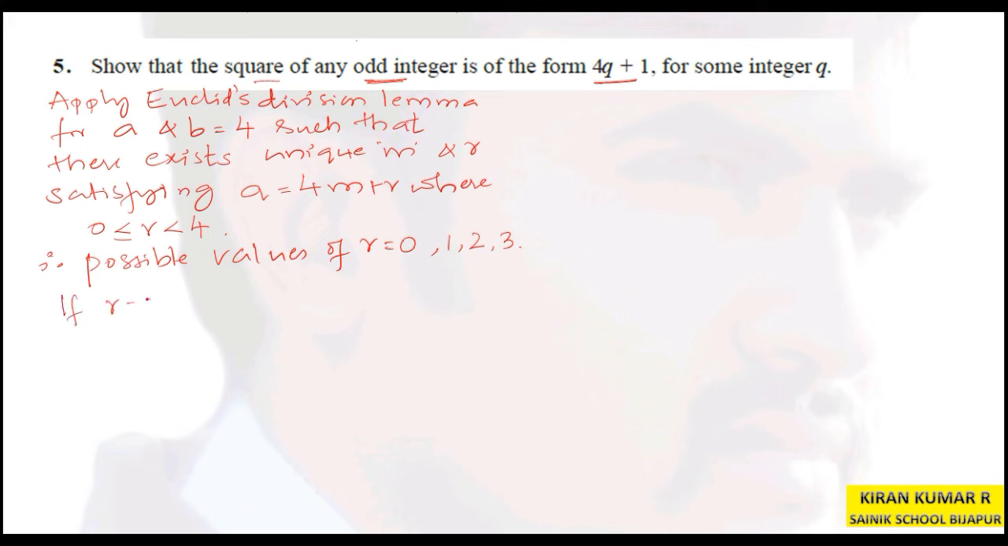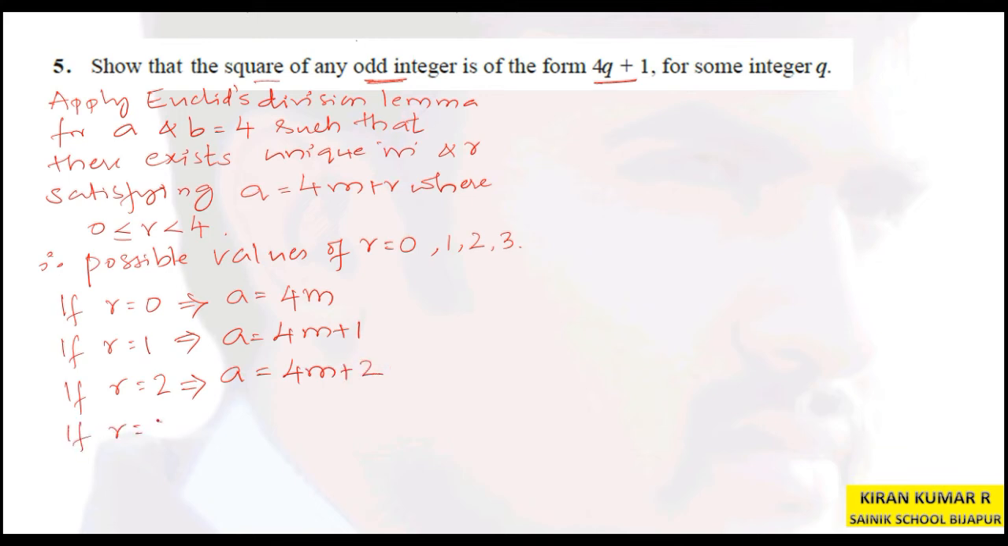If r is 0, then a is 4 times m. If r is 1, then a is 4m plus 1. If r is 2, then a is 4m plus 2. If r is 3, then a is 4m plus 3. I have written this so that we will be able to identify which one of these are odd and which one of these are even.